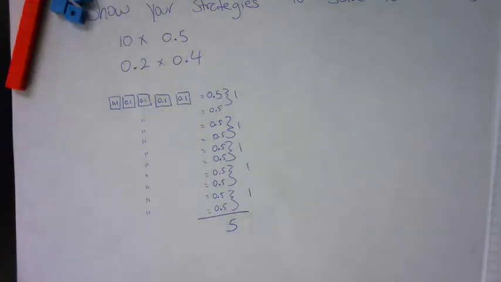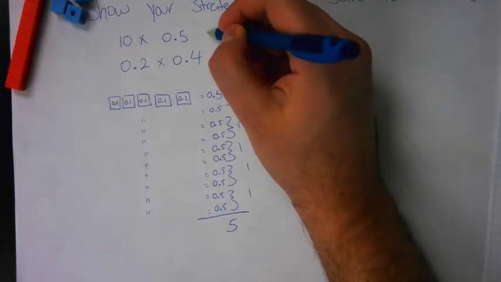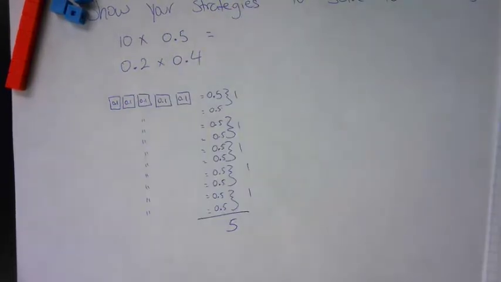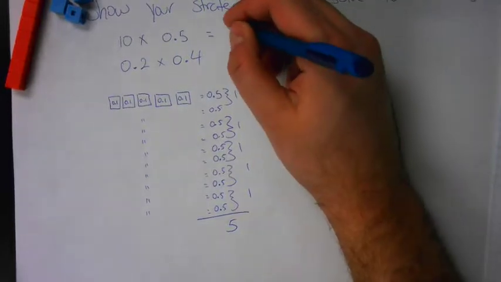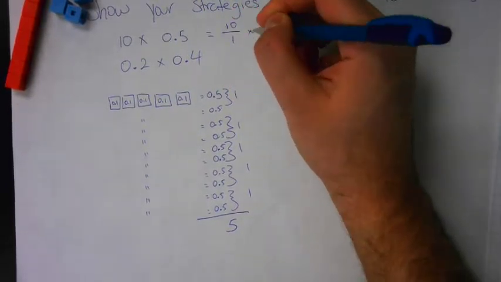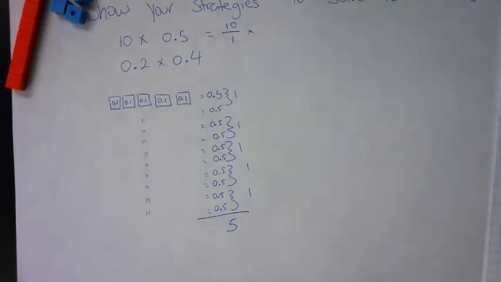So there is 10 times 0.5. What's another way of saying 10 times 0.5? Because I think I saw some of you write this down as well. Instead of saying 10 times 0.5, what is it like saying? Elias? 10 over 100 multiplied by 100. 10 over 100, are you sure about that? 10 over 1. 10 over 1. Multiplied by what? 5 over 10 or?